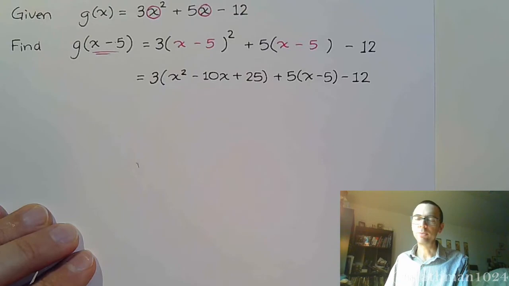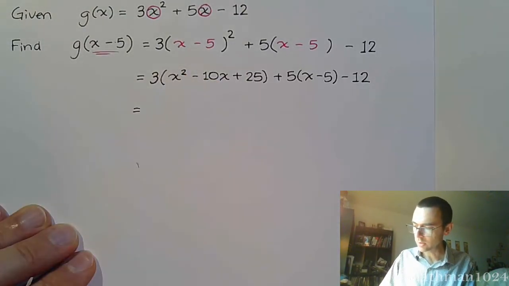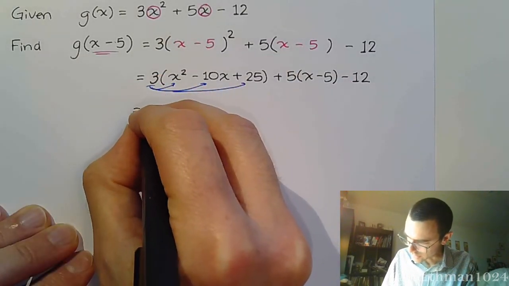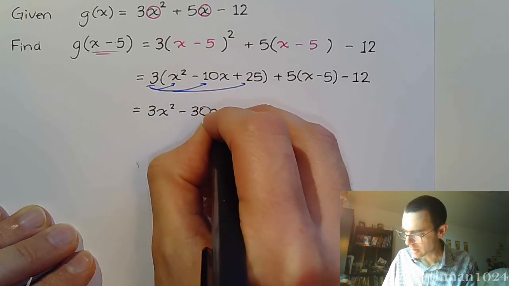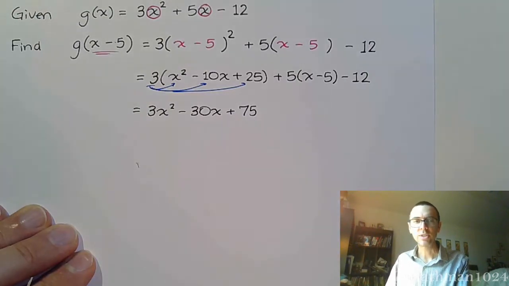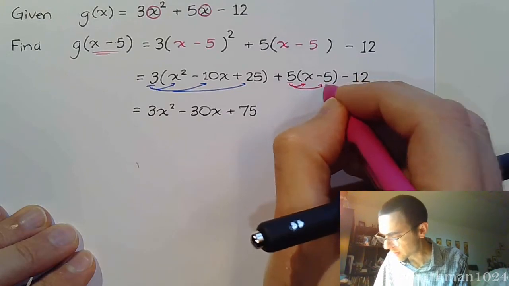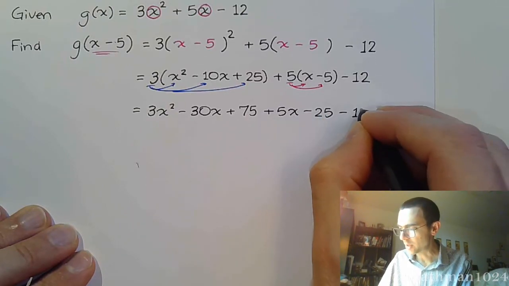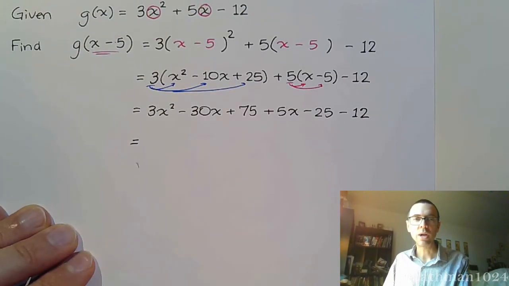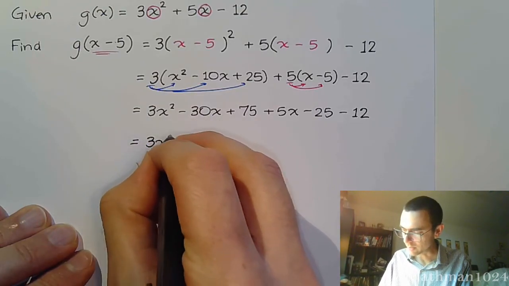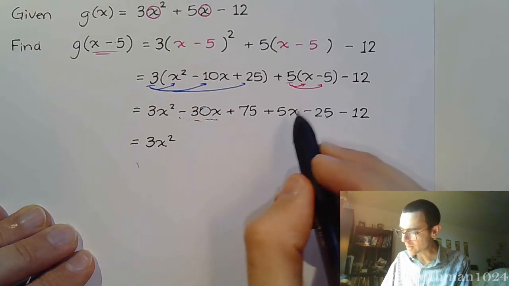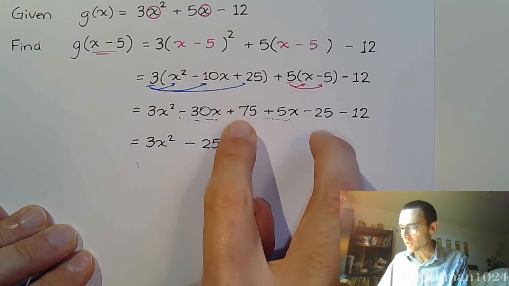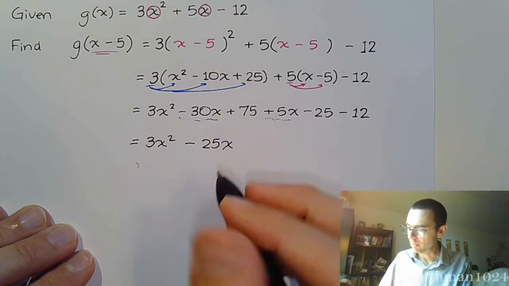And from here on out, it's really just working with polynomials. Can you distribute? Can you combine like terms? So here, let's distribute the 3. All right, so we have 3x squared minus 30x plus 75, and then distribute the 5. So we get plus 5x minus 25, and then we'll bring down the minus 12. And we just need to combine like terms at this point. We have 3x squared, that's the only x squared term that we have. We have negative 30x plus 5x, so that's negative 25x. 75 minus 25 is 50, and 50 minus 12 is plus 38.